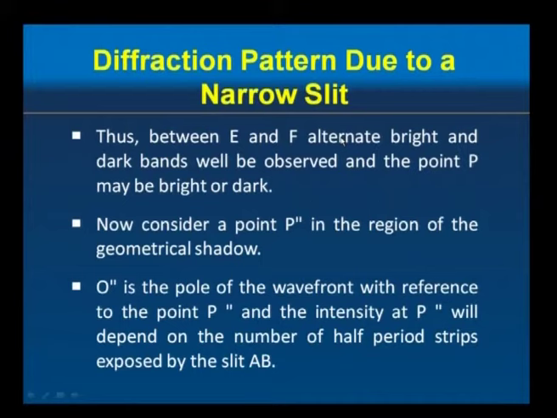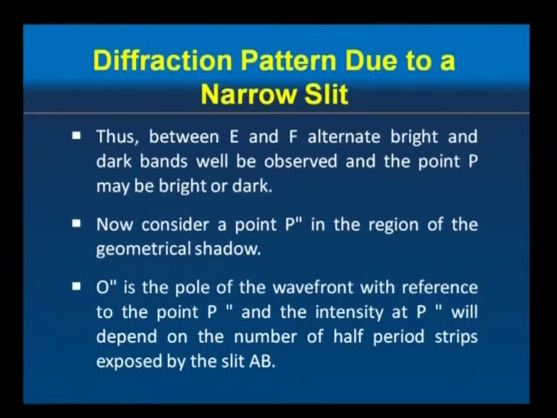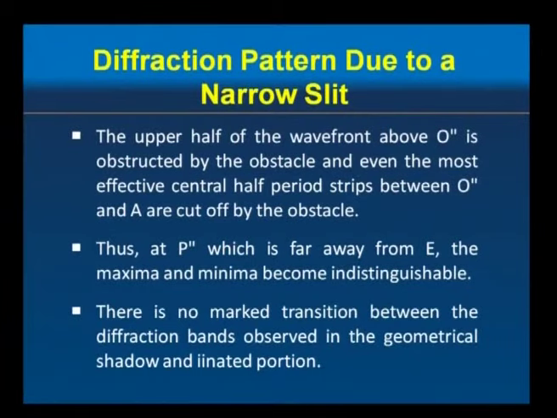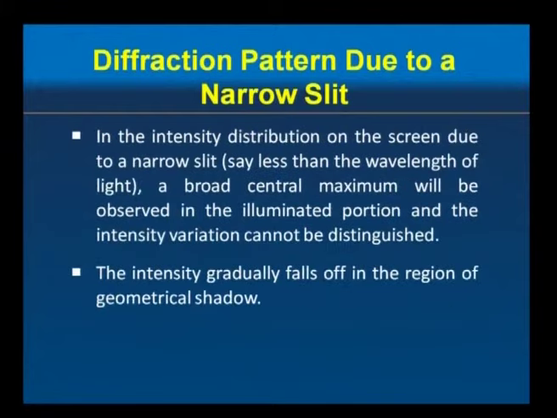Thus between E and F, that is a region where light is passing directly. Alternate bright and dark bands will be observed, and a point P may be bright or dark. Now consider the point P double prime, as I showed you in the geometrical shadow region, where we took O double prime as the pole, and the intensity at P double prime will depend on the number of half period strips exposed by the slit AB, whether the odd number of half period zones or the even number of half period strips. Those things ought to be taken into consideration.